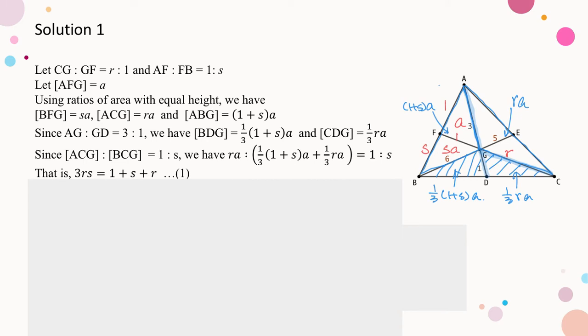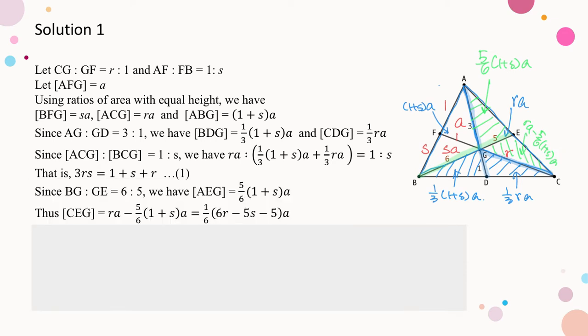Similarly, using the other given ratio 6 to 5, the area of AEG is 5/6 of (1 + S)A. By subtraction, we have the area of CEG. Consider triangles BCG and CEG, which share the same base. The ratio of the areas is equal to the ratio of the heights, that is 6 to 5. So the second equation in R and S is established.